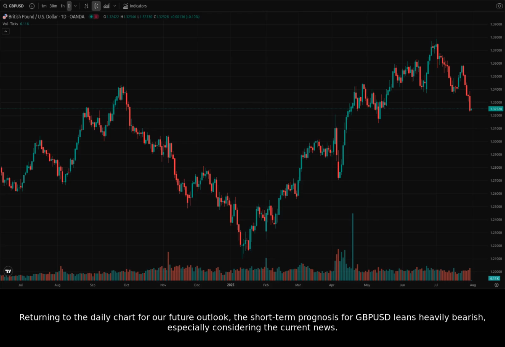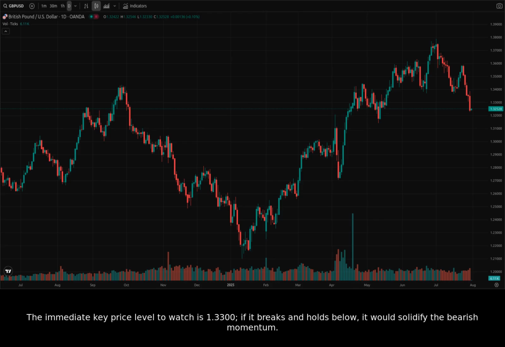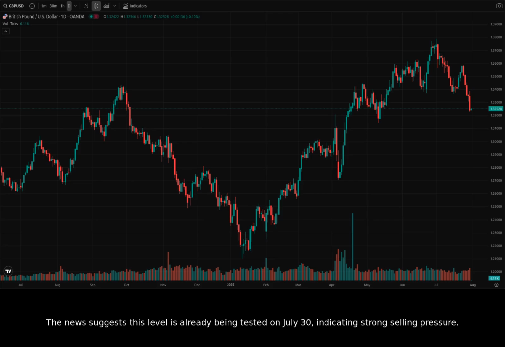the current news. The immediate key price level to watch is 1.3300. If it breaks and holds below, it would solidify the bearish momentum. The news suggests this level is already being tested on July 30th, indicating strong selling pressure.